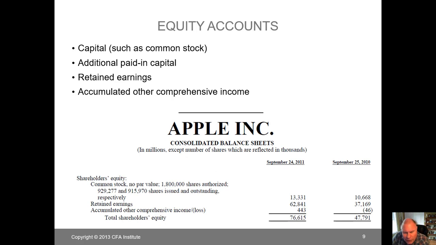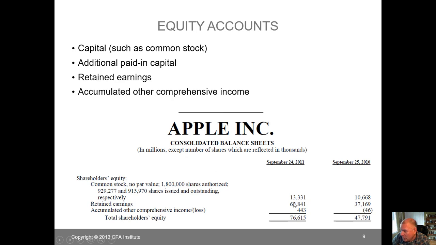Let's take a look at Apple here. And I know these dates are outdated, but it shows the piece. Here in shareholders' equity, there is common stock, no par value, 1,800,000 shares authorized, 929 and 915.97 issued and outstanding in each of these periods. So what you see is they did issue stock. Most of the stock that Apple issued during this period was to employees under stock compensation plans. And we can see each one of them, what they are. There's still room to issue more shares.